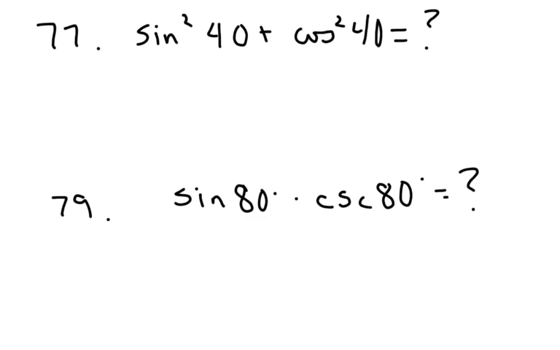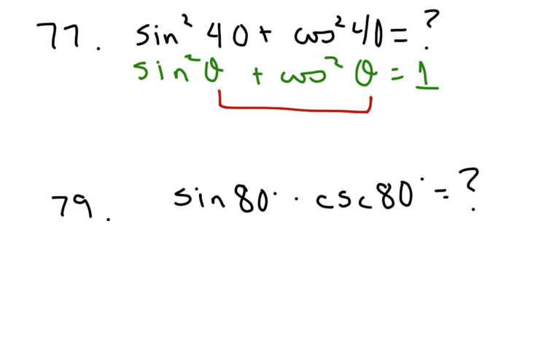Alright, 77 and 79 are very easy if you know your fundamental identities. In this case, we have sine squared of theta plus cosine squared of theta equals 1. We'll use this a lot, by the way. So as long as my thetas are the same, which in this case they are, this equals 1. If they're not, it's a different story.